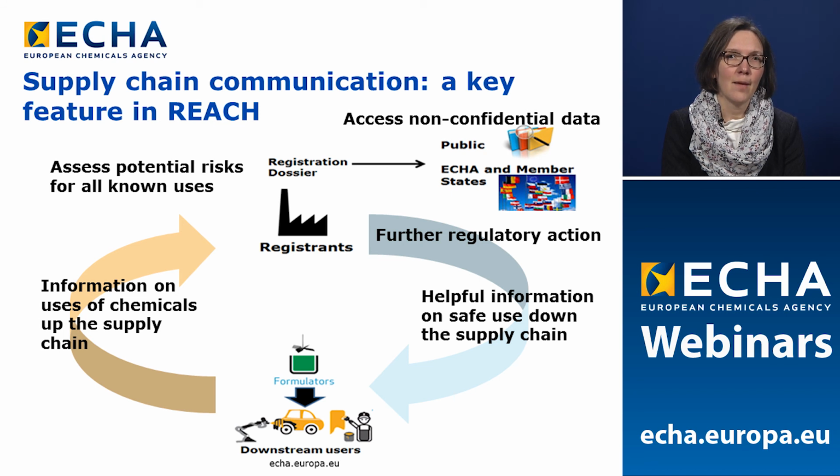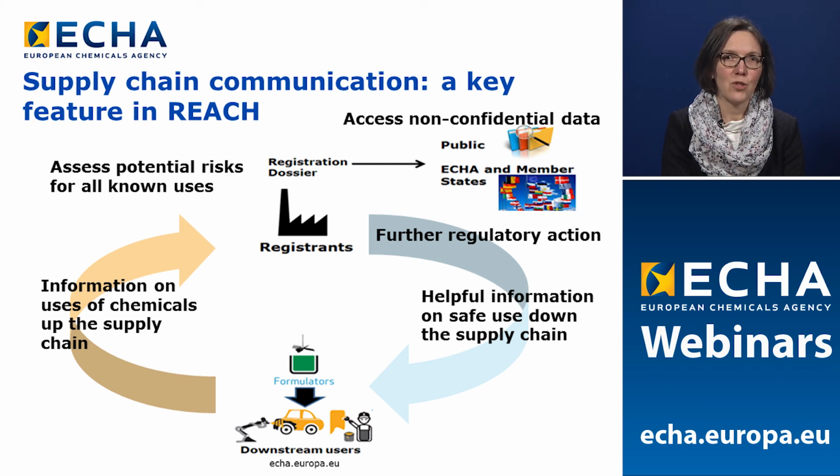This slide aims at illustrating how REACH has defined the communication mechanism in the supply chain. REACH gives a key role to registrants, here represented at the top of the picture. Registrants are required to assess the risks posed by the substance for all the uses known to them. Information on uses and conditions of use should be communicated by downstream users to the registrants. This is represented in the picture by the arrow on the left.